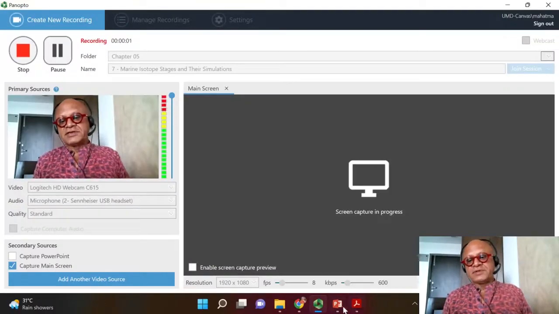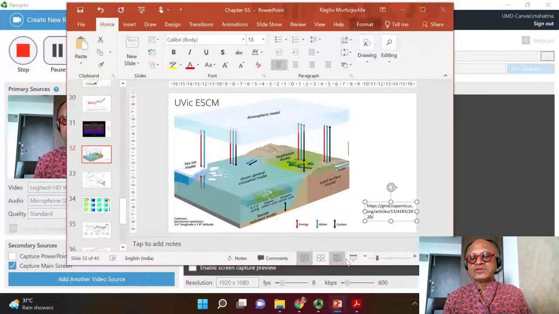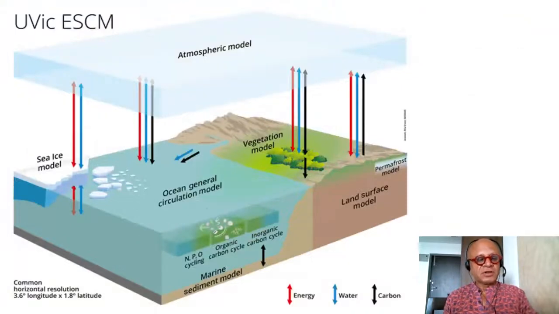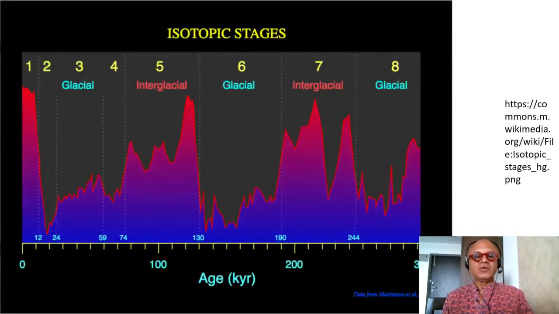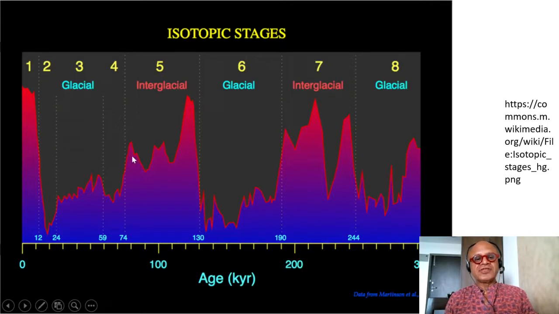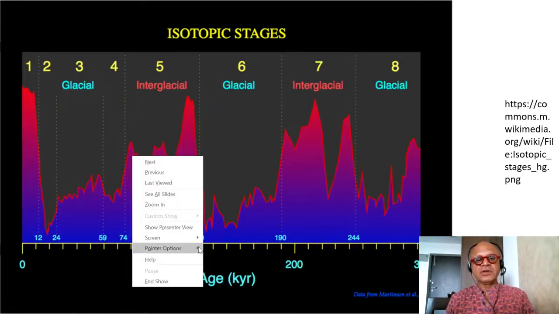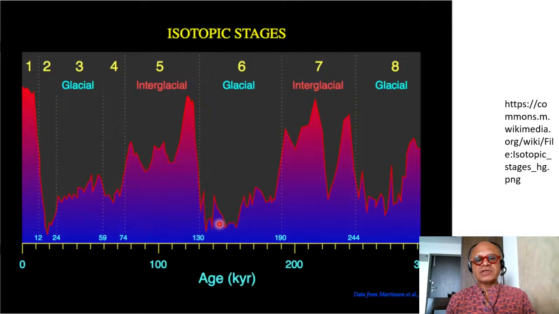So let's look at a specific example of how to use a model for reconstructing past climate. What better thing to look at than the marine isotope stages that we are going to talk about for this period, 130,000 years. So here is how they are described. This is just from Wikipedia. So this is going back more than 100,000 years and looking at 8 marine isotopic stages.